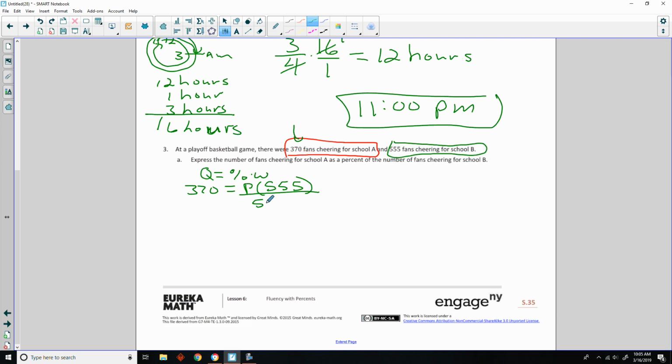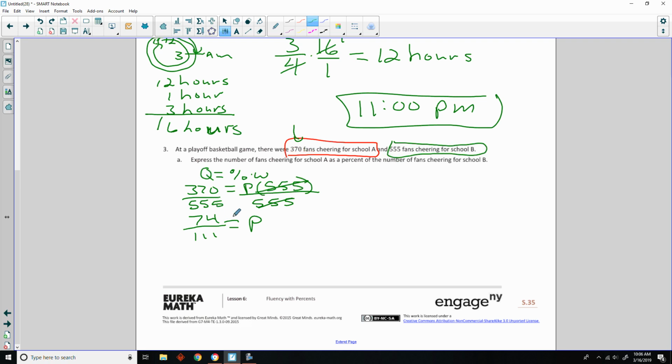So when I divide both sides by 555, I get my percent to equal, let's see, these both end in 5. So I'm going to divide both of them by 5. 5 goes into 37 7 times. 7 times 5 is 35. Remainder of 2, so that'd be 74 over 111. Okay, is that right? Divided by 5? Yeah. I'm just trying to simplify this.